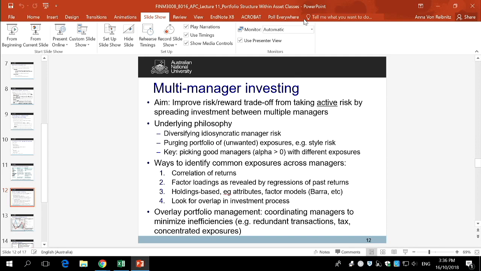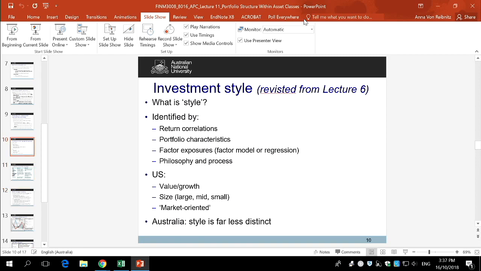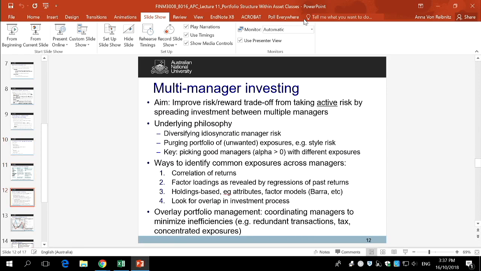Right, so how do you figure out whether you do have a good spread across different styles of managers? You could look at the correlation of their returns. You could regress their returns on factor loadings through things like the Fama-French or Carhart model. You could look at the attributes of the actual stocks within their portfolios, or you could look for overlaps in their investment process. So that's exactly like what we said about how you identify the style itself. Identify the style of each manager, check they're not all of the same style.